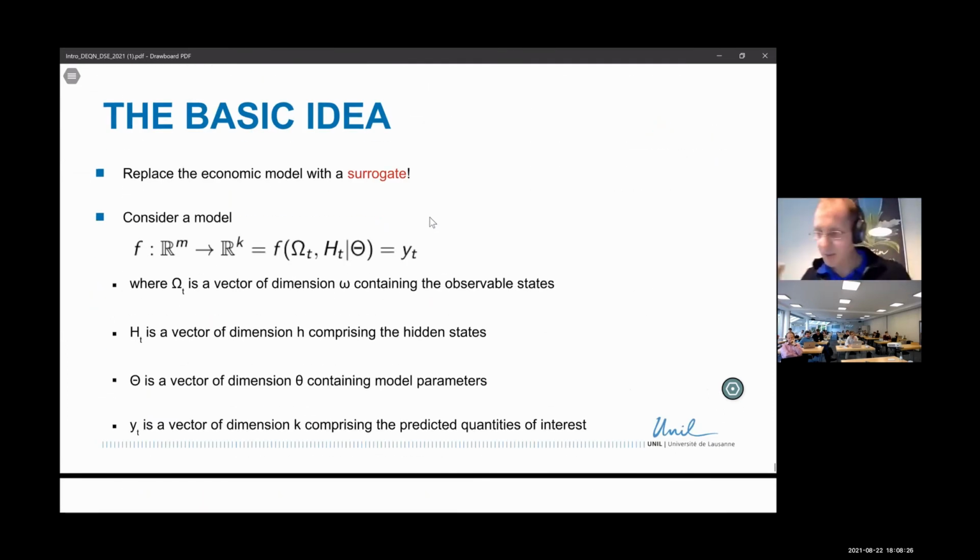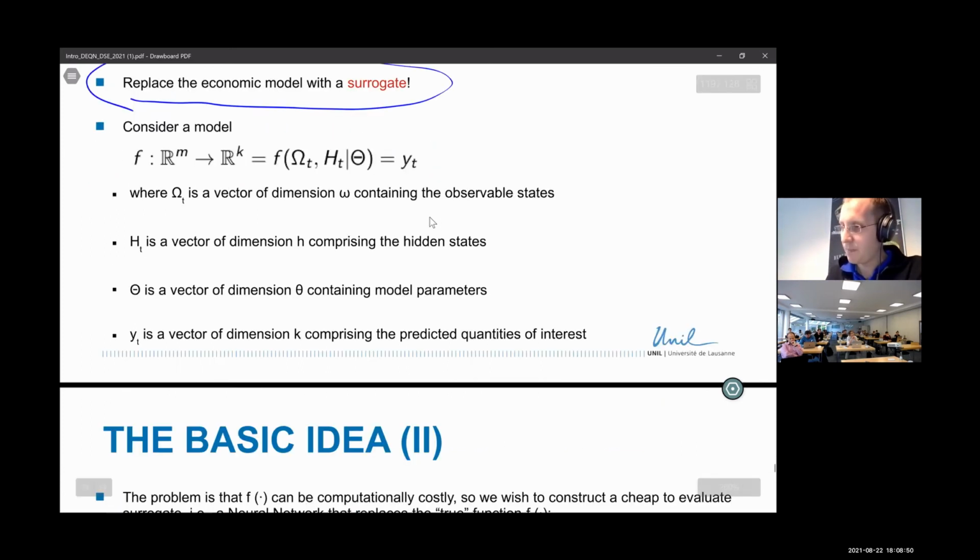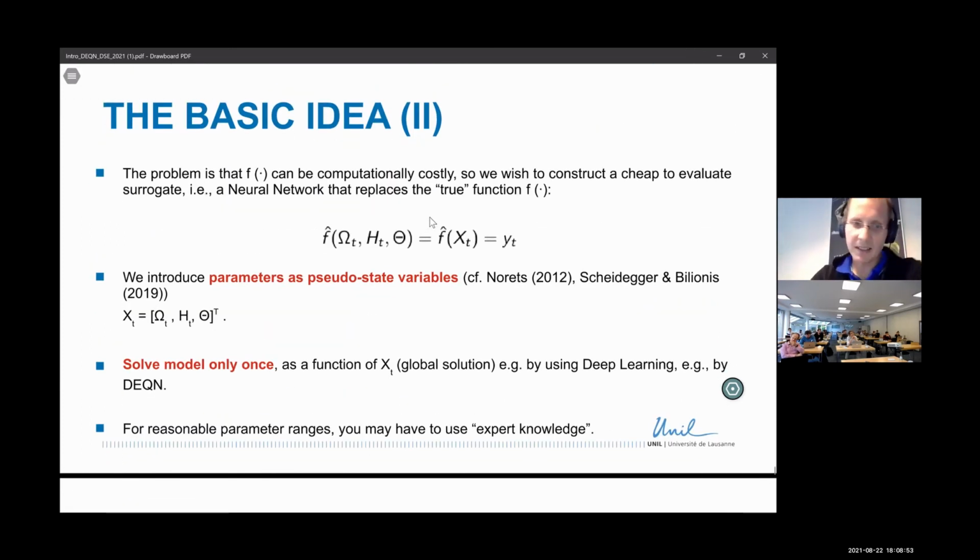Now, what you do in this paper, in the context of option prices, because you have a lot of them, it's easy to showcase that the method works. So the basic idea is that we replace the economic model with a so-called surrogate. A surrogate is essentially, just imagine I solve the model again as before, as a function of my endogenous states, my exogenous states, and parameters.